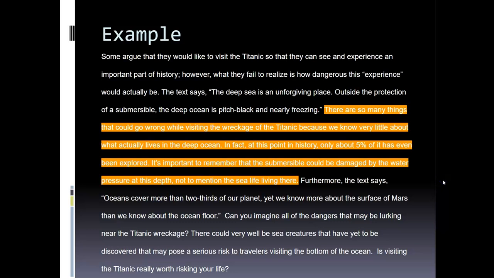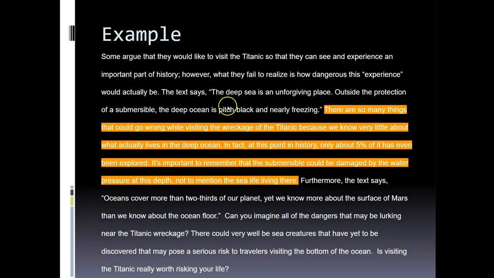After this E1, they're jumping right into an E2. So remember, E1's the evidence is quoted from the text, and the E2 comes from your brain. So here are several sentences explaining how this piece of evidence shows us that visiting the Titanic is dangerous. And this is written in this person's own words. It's not copied from the text. There are so many things that could go wrong while visiting the wreckage of the Titanic because we know very little about what actually lives in the deep ocean. In fact, at this point in history, only about 5% of it has even been explored.